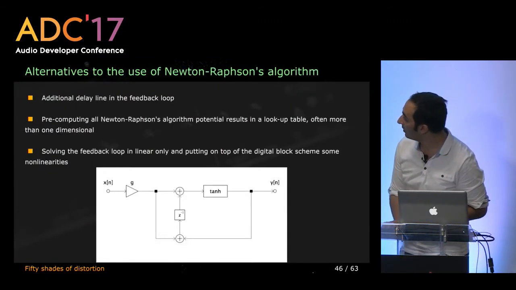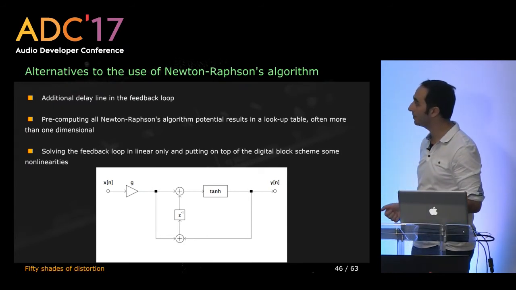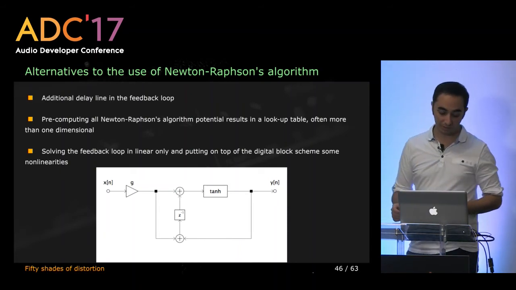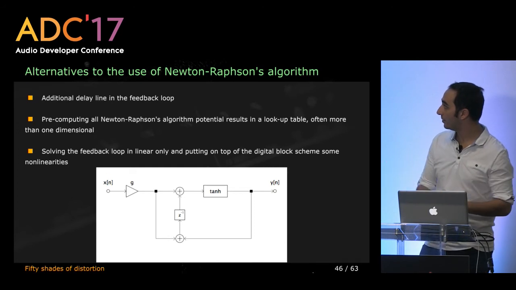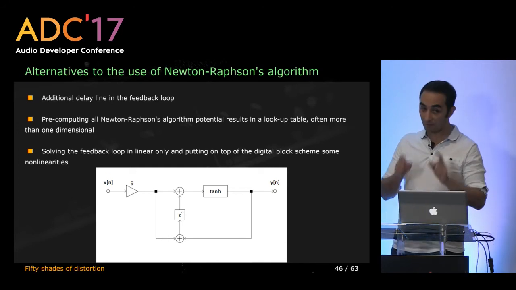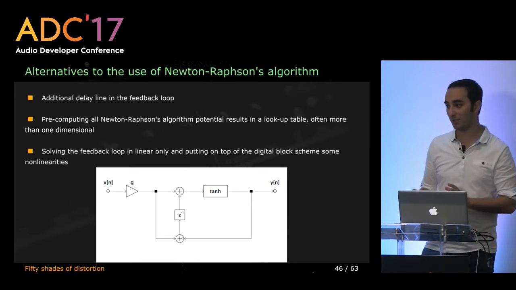You can also add an additional delay in the feedback loop, but that's not something I recommend. Or you can pre-compute all the outputs of the Newton-Raphson algorithm, put them in a lookup table, not to replicate the nonlinear function, but really to replicate what Newton-Raphson is doing. And by doing so, your whole Newton-Raphson calls are replaced by only one use of a lookup table. But the thing is, this lookup table must be filled using Newton-Raphson as well, so everything could work properly.